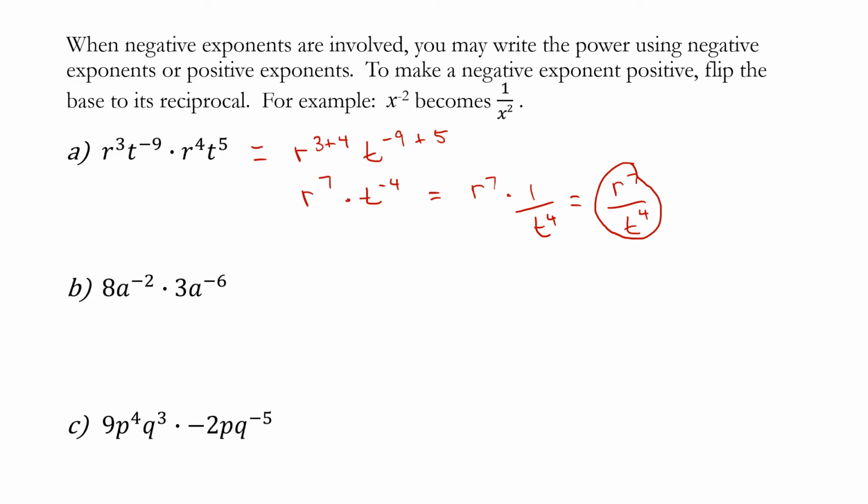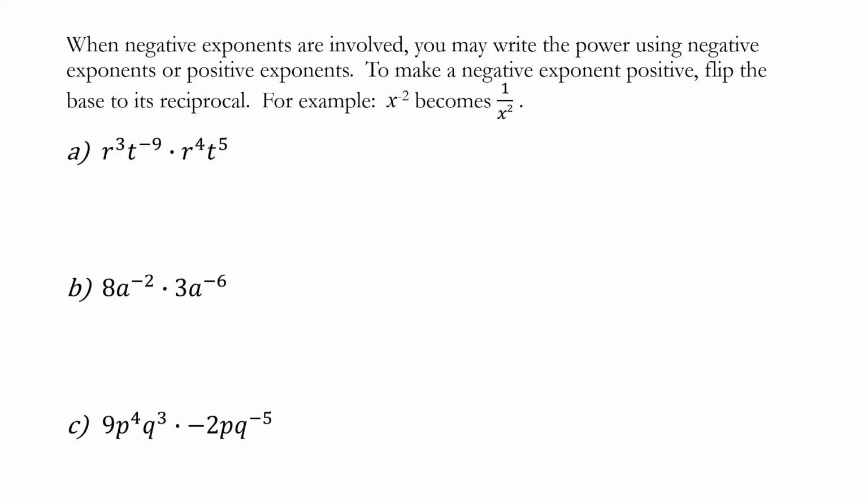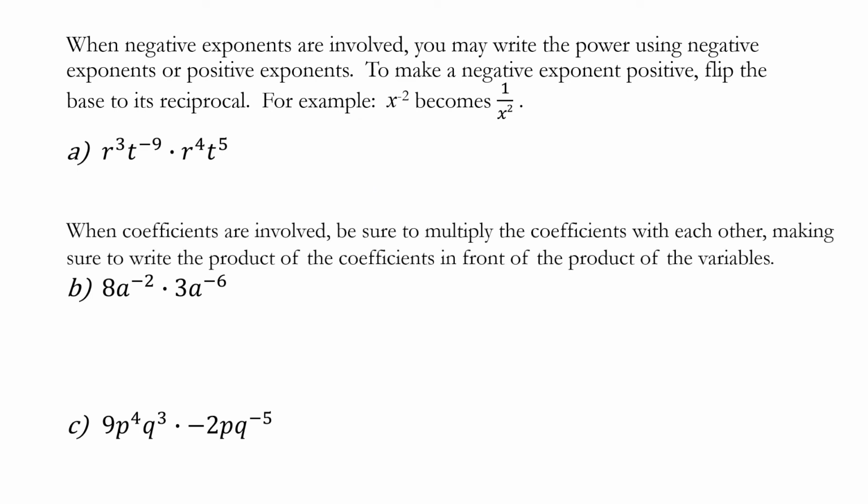Looking at B, we have coefficients in this one. So when coefficients are involved, be sure to multiply the coefficients with each other, making sure to write the product of the coefficients in front of the product of the variables. So in this case, we have 8a to the -2nd times 3a to the -6. So I first multiply the coefficients, 8 times 3, to get 24.